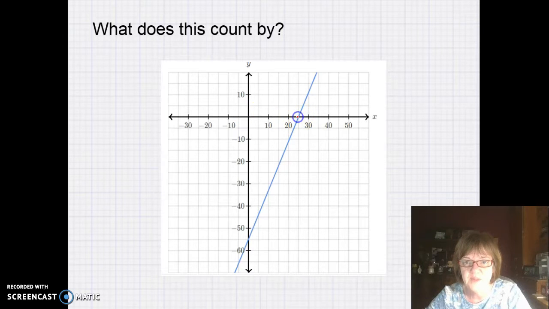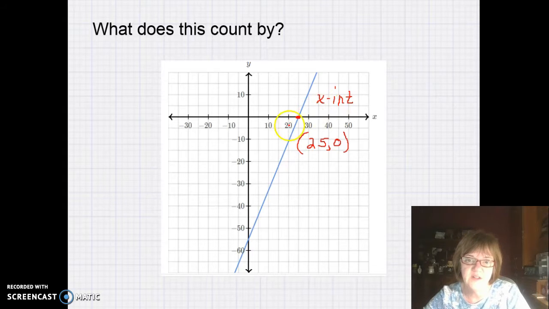Ooh, I just found the x-intercept right there, didn't I? So the x-intercept is 25, and we didn't go up or down, of course, because it is the x-intercept, so that makes it 0 for the y. All right, 25, 0. That is our x-intercept.